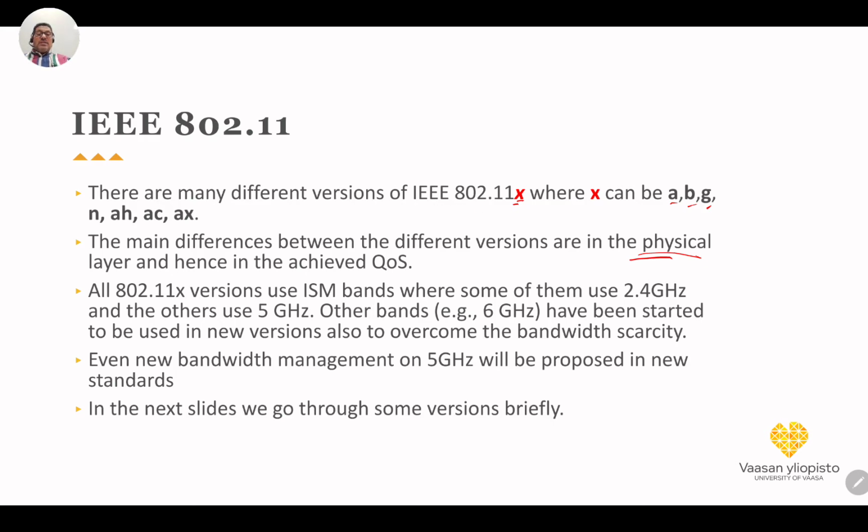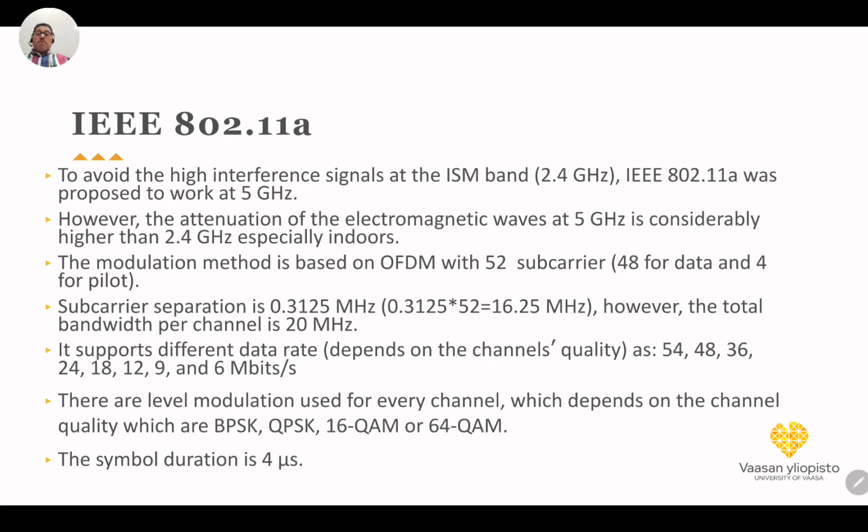All these standards use the ISM bands, so it is an unlicensed band, and it is mainly for 2.4 gigahertz. They also use 5 gigahertz, and in new versions they start to use also the 6 gigahertz band. So even the new frequency management or bandwidth management starts also on the 5 gigahertz.